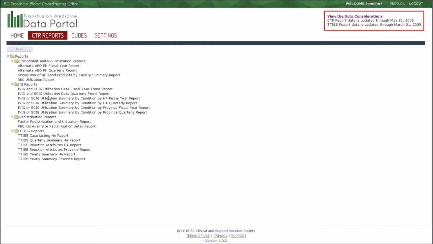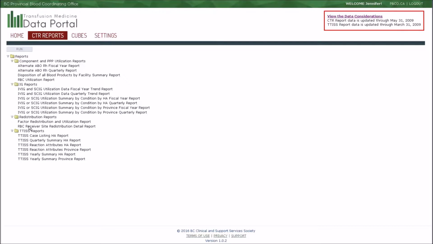The IVIG or SCIG utilization summary by condition summarizes the transfusions of IVIG or SCIG by condition, or the indication for transfusion, along with the number of recipients and the number of grams discarded or expired. These reports are available at a health authority or provincial level as well.